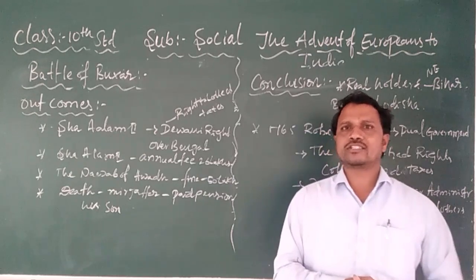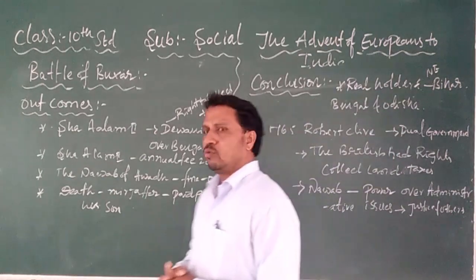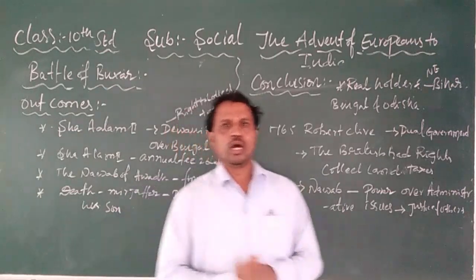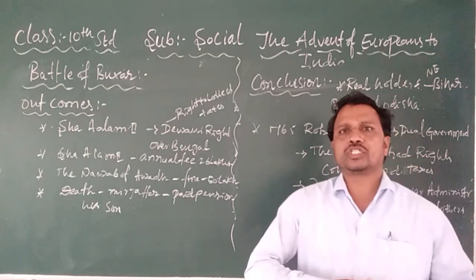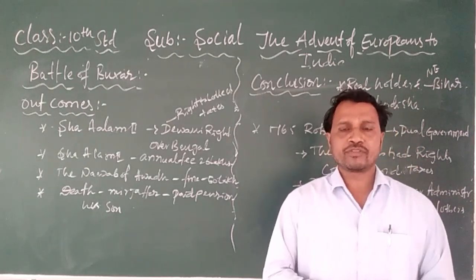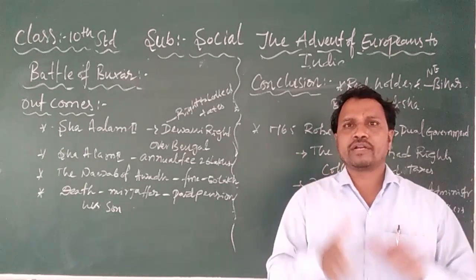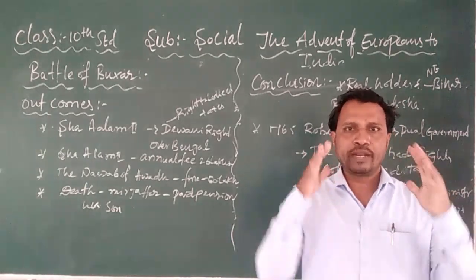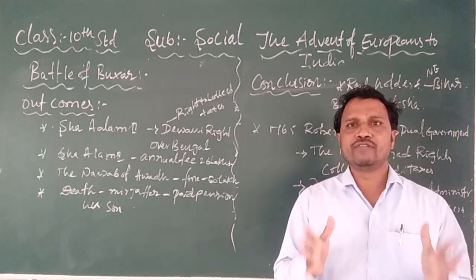So this is the first lesson, the advent of Europeans to India. In this lesson, you understood how the British arrived in India, which European people came to India, and finally which people found stability in India. And to bring supremacy in India, they fought different wars. You got the complete information.